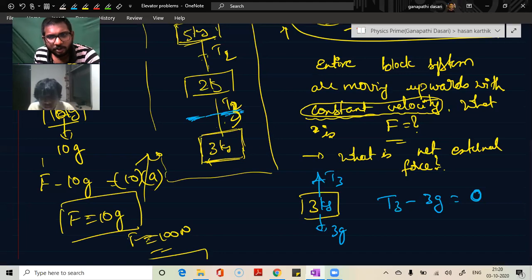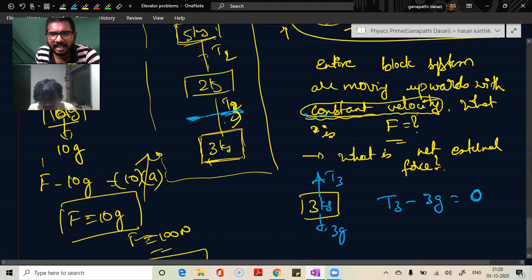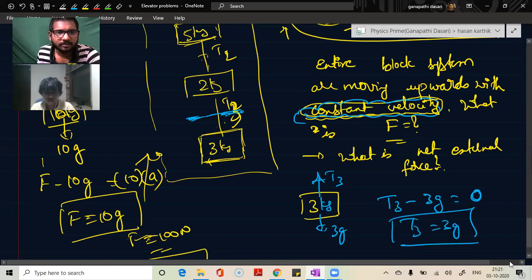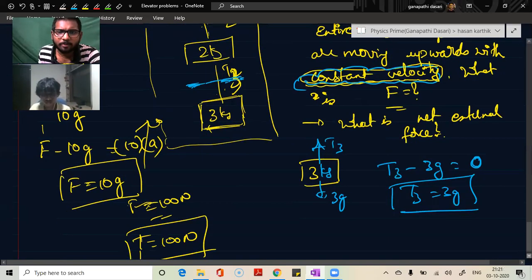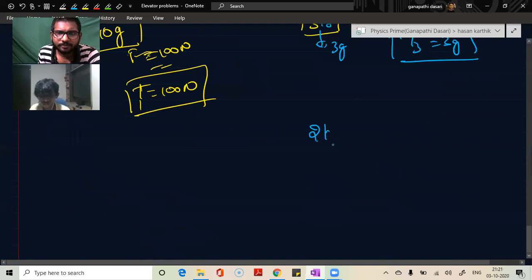Because it is going with constant velocity, for the entire block system acceleration is 0. Then T3 will become what? 3G. For T2, I have to draw the 2 kg block free body diagram. Upwards is T2.